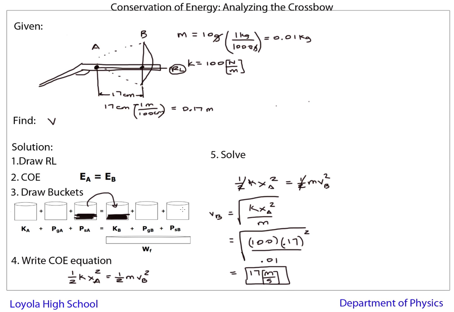So, in summary, we can analyze motion using the law of conservation of energy. Step 1, we draw a reference line. Step 2, we write the conservation of energy equation. We clearly identify point A and B. Step 3, we draw the buckets and we fill in the buckets with the appropriate amount of energy for each type, kinetic, potential due to gravity, or potential due to spring, from the beginning and the end. From that, each of the buckets corresponds to an equation, either for kinetic or potential, and then step 5 is math. So we solve for the appropriate variable. So there's an example of the law of conservation of energy and the crossbow.